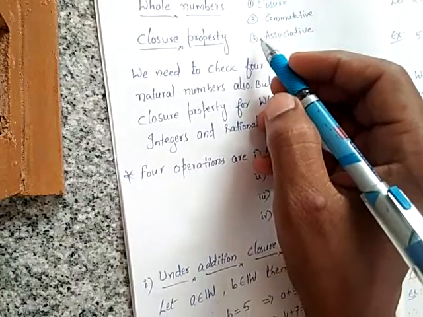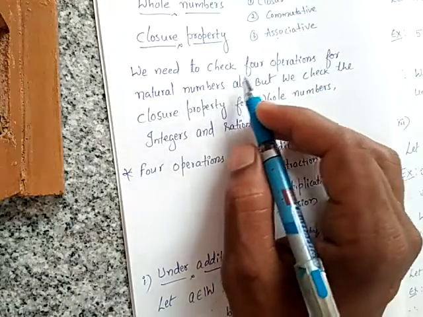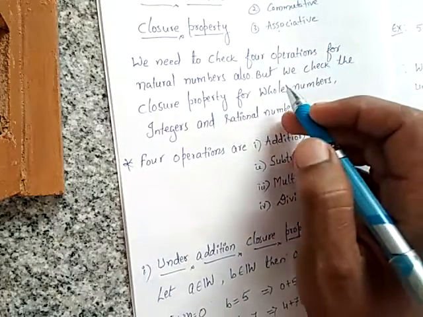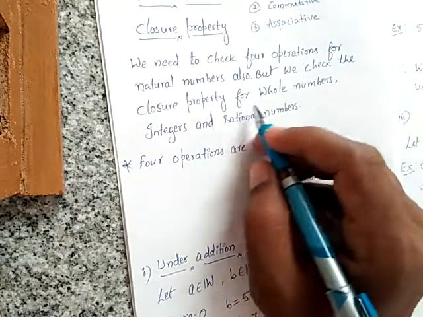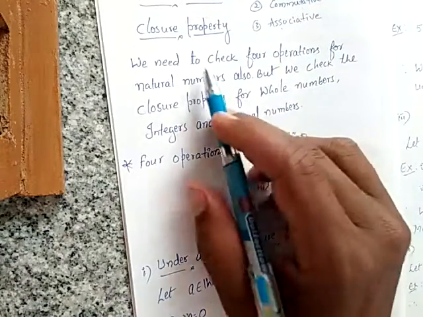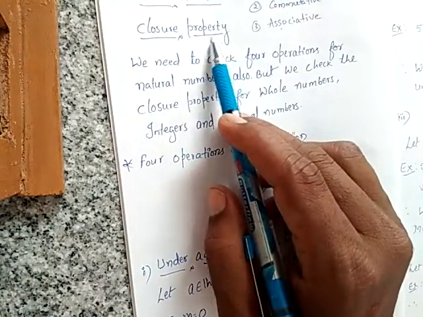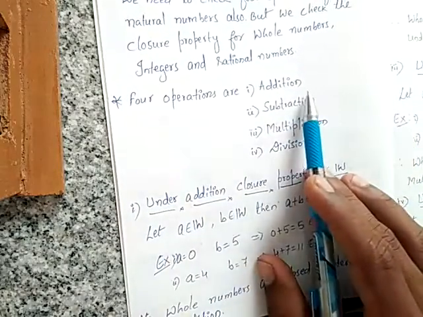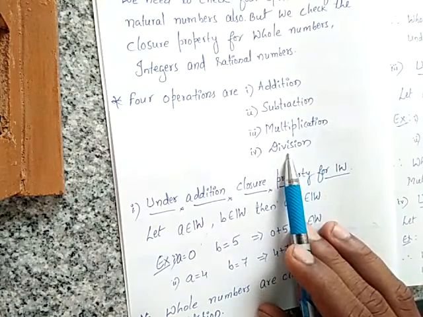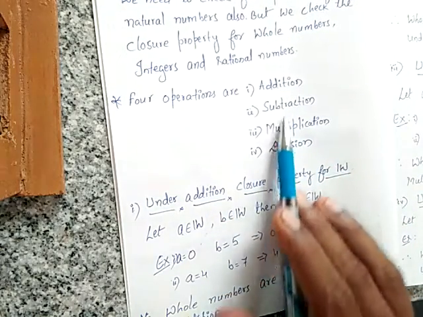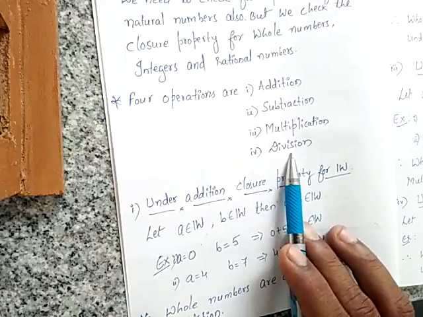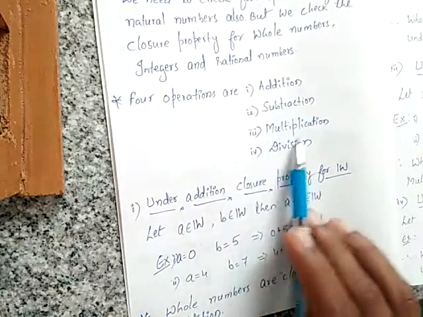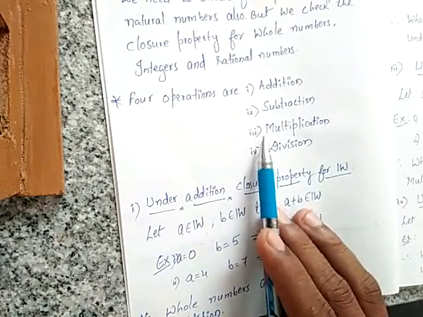First is the closure property. We need to check 4 operations. For natural numbers also you can check afterwards, after this session, but we check the closure property for whole numbers, integers and rational numbers. Closure property we are going to verify for whole numbers. Mainly the 4 operations are addition, subtraction, multiplication and division. If you remember all these 4 operations, then you can very easily verify all of these.